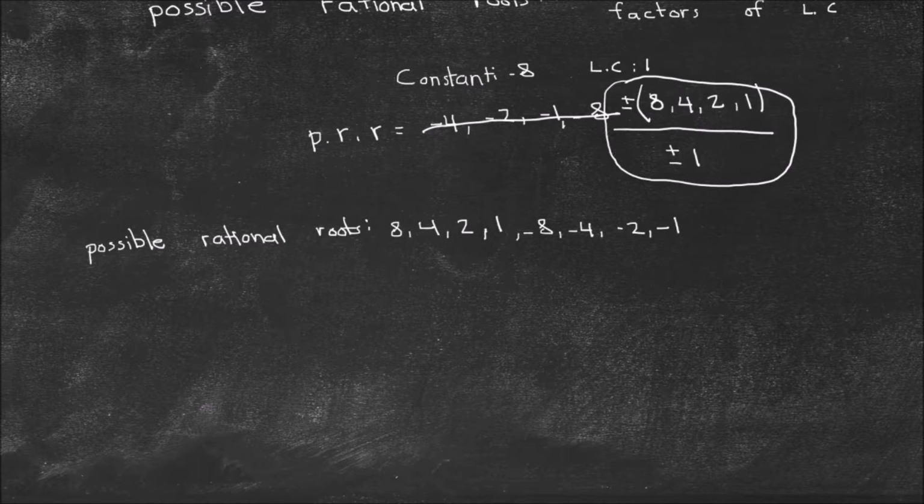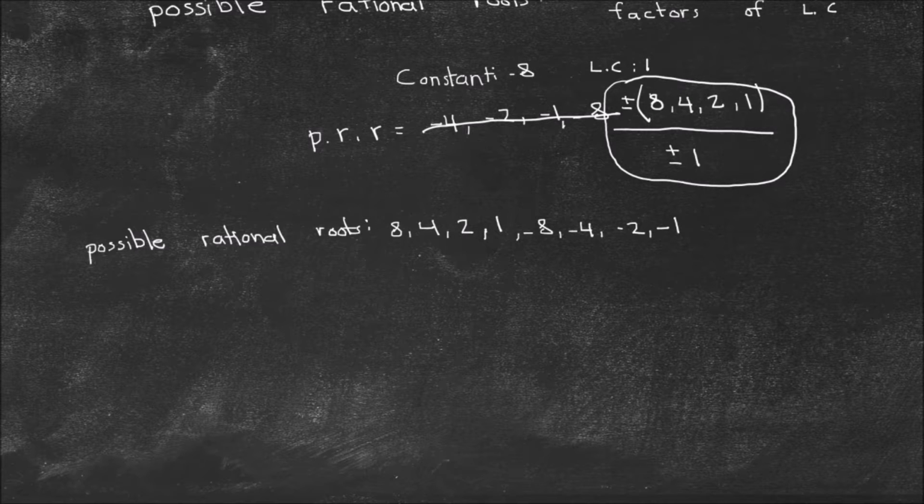And now what if I made the top positive and the bottom negative? I would get 8 divided by negative 1, but I already have negative 8. Then I'd get 4 divided by negative 1. I already have negative 4. So if you see, now it's just going to start repeating. So really, these are all the possible rational roots.